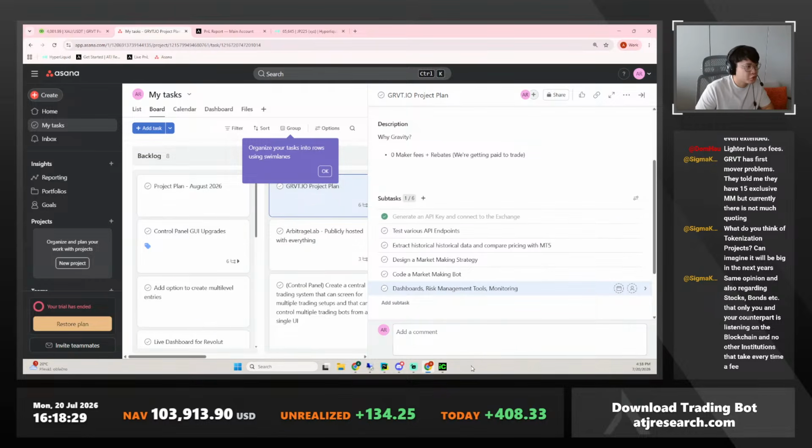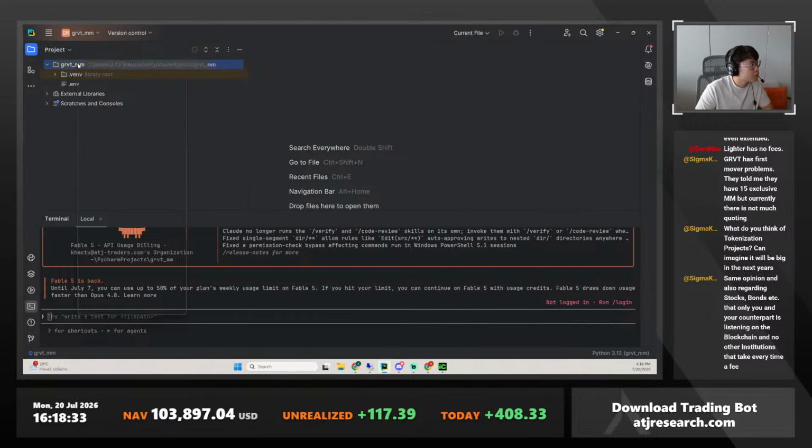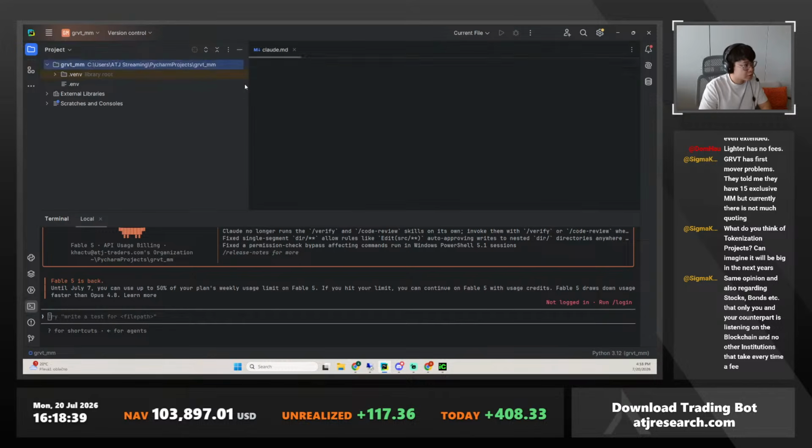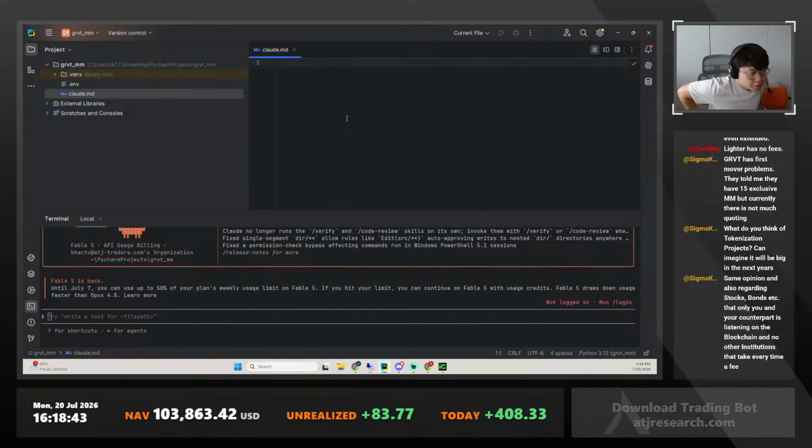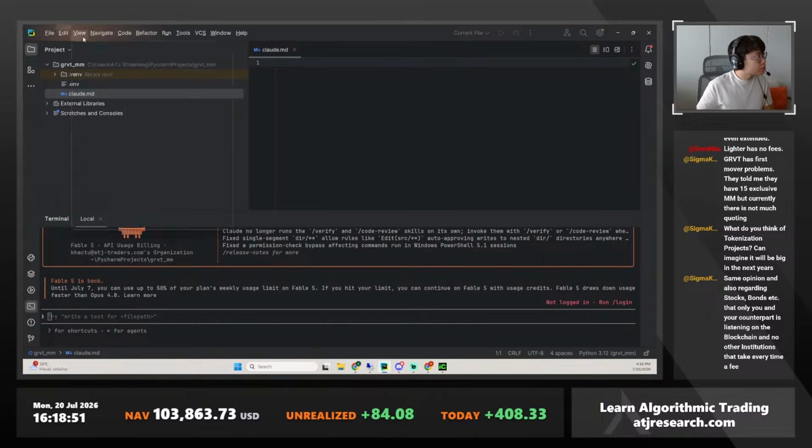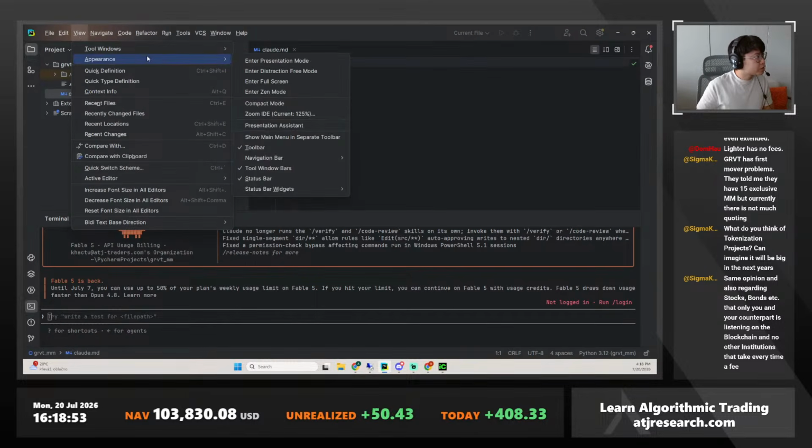Okay, so here I set up the Claude project, and so API keys have been generated, and now we need to connect to various endpoints. So first, I think I need to create a Claude MD file. So in this MD file, I'm going to tell Claude what this project is about, so we can start working on this project here.